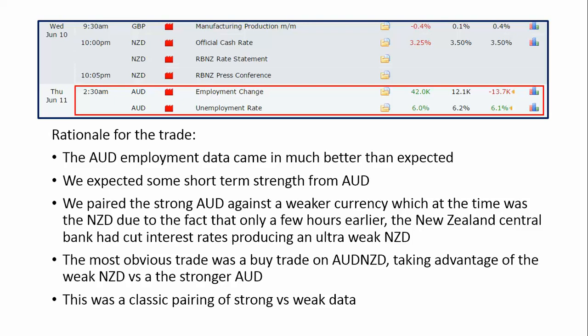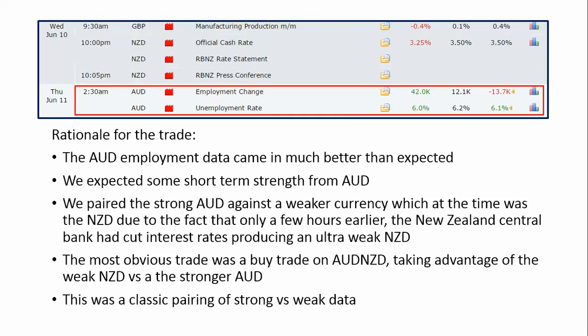So if we go back to the previous day, Wednesday, June the 10th, that was the day the New Zealand Central Bank cut their interest rates from 3.5 to 3.25. So the Kiwi was struggling massively off the back of that. The Kiwi dollar weakened significantly after that reduction in New Zealand's interest rate. So we had complete divergence. We had really bad data out of New Zealand, meaning the Kiwi was very, very weak, whilst the Aussie data was very, very good, meaning we got some short-term Aussie strength.